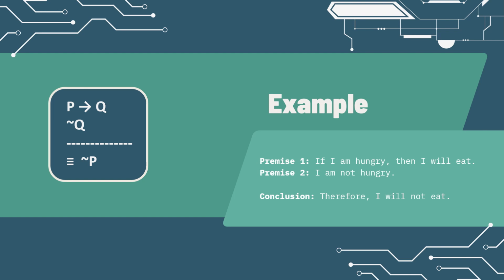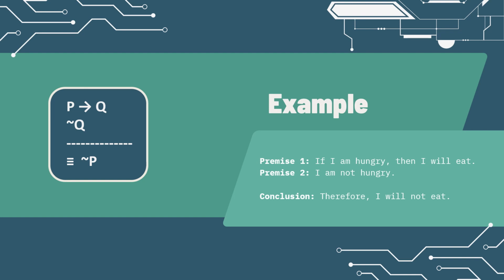The reason is that if the first premise is true, then the corollary, i.e., I will eat, must also be true. However, since the second premise is true, i.e., I'm not hungry, then the corollary of the first premise cannot be true. Therefore, the first premise is also not true. In other words, the above argument is valid because the second premise denies the corollary of the first premise. If the consequence of the first premise is false, then the first premise must also be false.